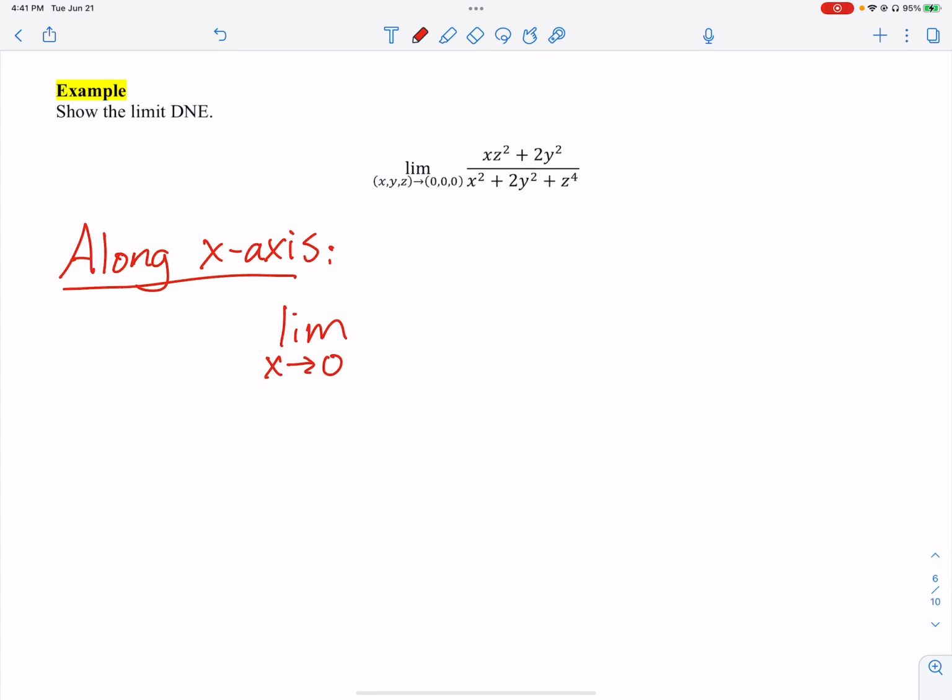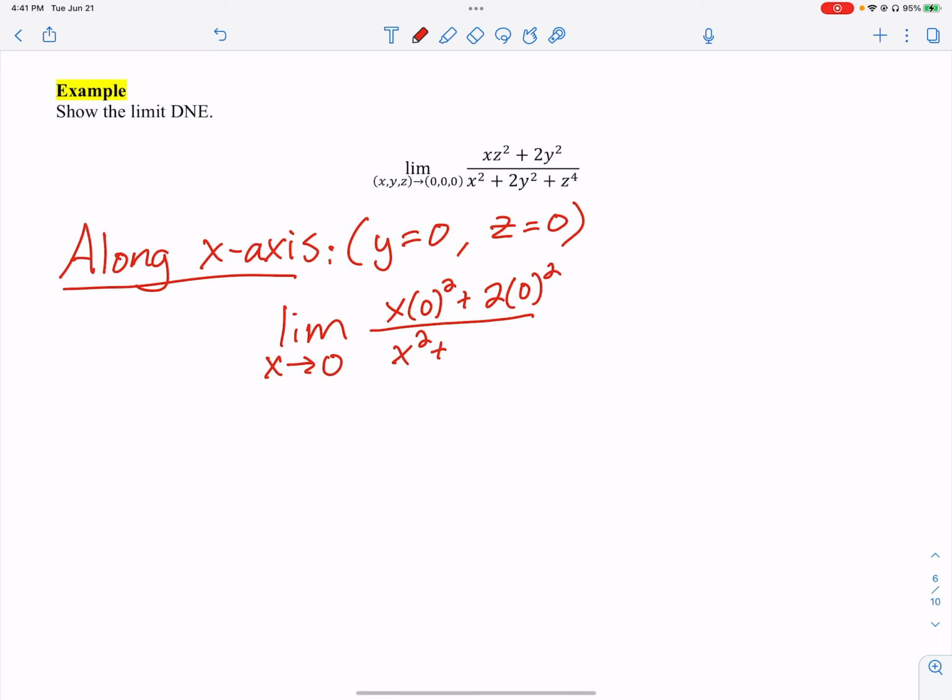x is approaching 0. And this means y equals 0 and z equals 0. So we get x times 0 squared plus 2 times 0 squared plus x squared, over x squared plus 2 times 0 squared plus 0 to the 4th. That gets me the limit, write it again, as x approaches 0 of 0 over x squared. L'Hopital's, or I can simplify, tells me this is going to be equal to 0.